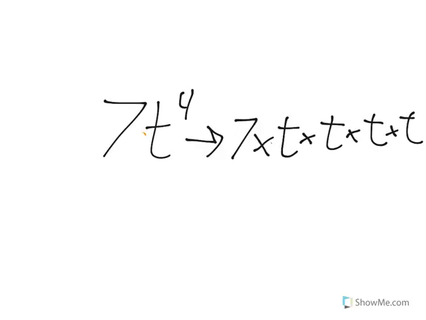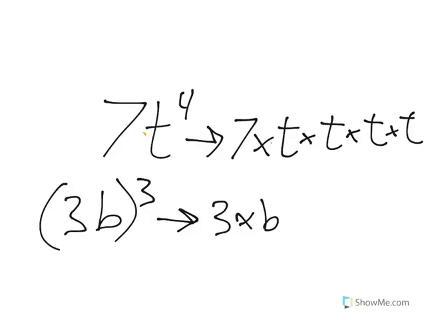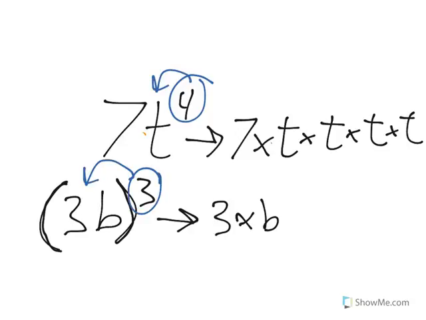Any questions? No. All right, now let's look at this one. 3 times b times 3 times b times... That is correct. Because you see the parentheses right here? That's a group. That means this 3 means there's 3 of those. Just like the 4 here means there's 4 t's, correct? The 3 means there's 3 b's. So there's 1, and we're multiplying all of them together.